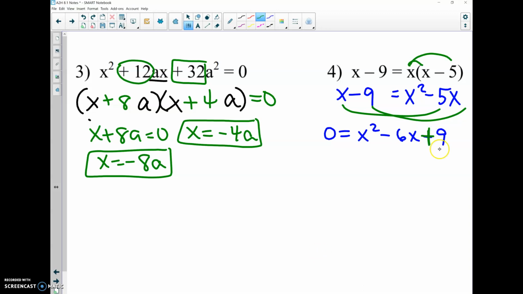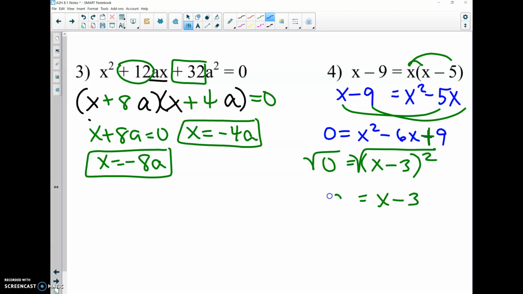All right, factoring this. Two numbers will multiply getting positive 9, and their sum is negative 6. So x minus 3 and x minus 3, or we can write it as x minus 3 squared. The inverse of something squared is taking the square root. So x minus 3 equals 0. So this one only has one solution, x equals 3.